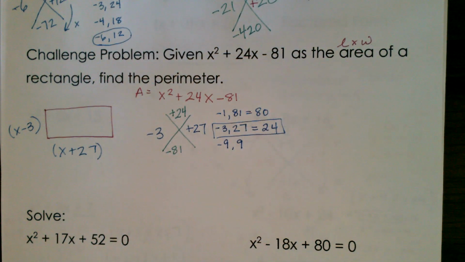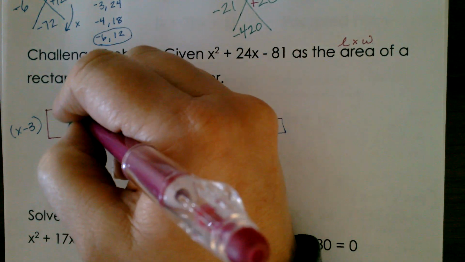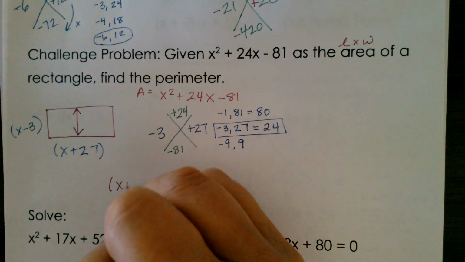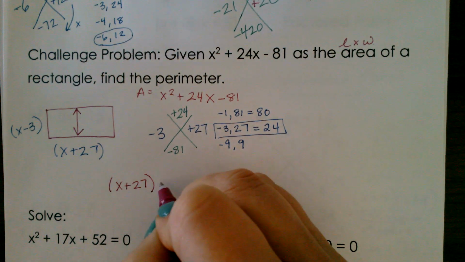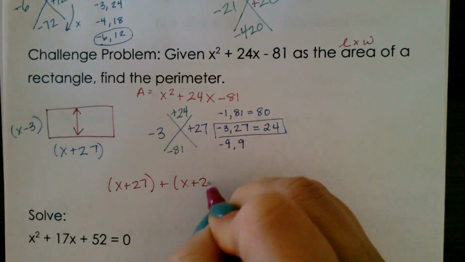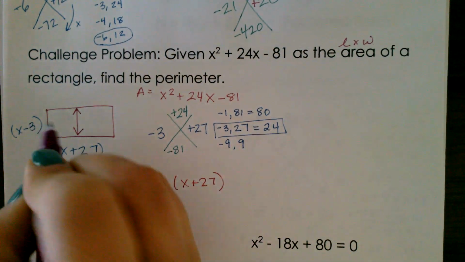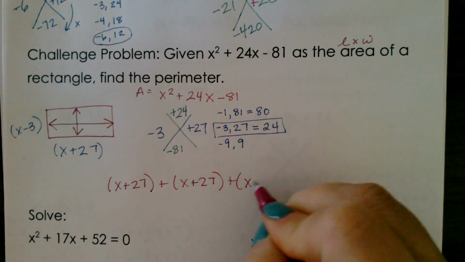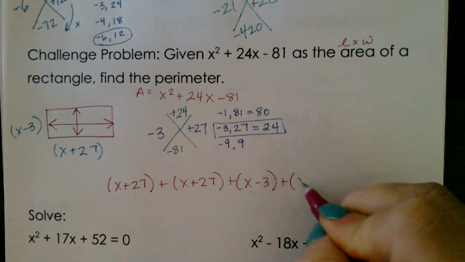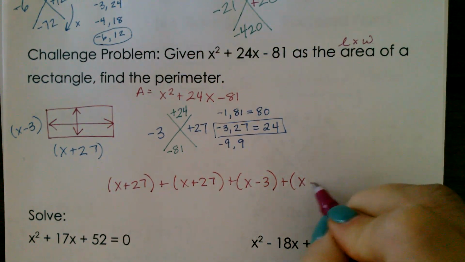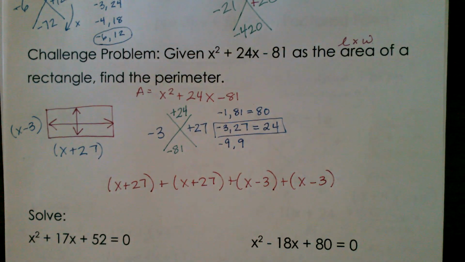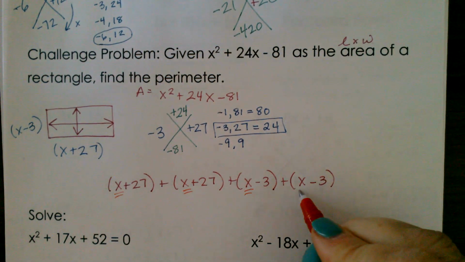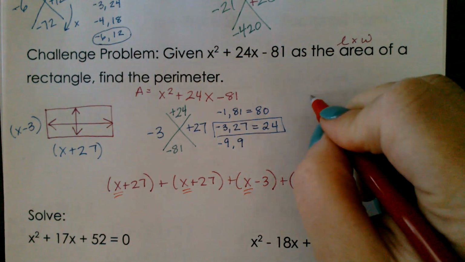So to find the perimeter, I need to have 2 of those. So I'll have x plus 27 plus x plus 27. And I need to have 2 of those. And this is really going to become combining like terms. So I have 1, 2, 3, 4 x's in all.